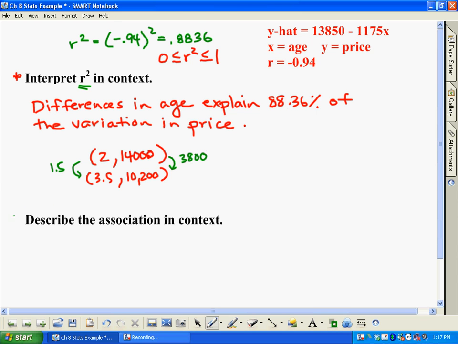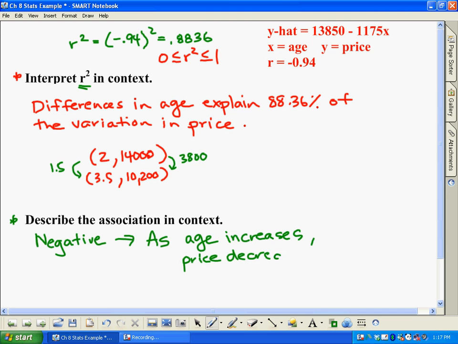Finally, what about describing the association? Well, from our slope over here, we know it's going to have a negative association. So I would definitely say negative in this case here. And then what happens is we would say this. As our x variable goes up, so as age increases, because it's a negative association, what that means is our price would decrease. So those are the basics in interpreting slope, y-intercept, r squared, and also the association in context of the variables in our situation here.